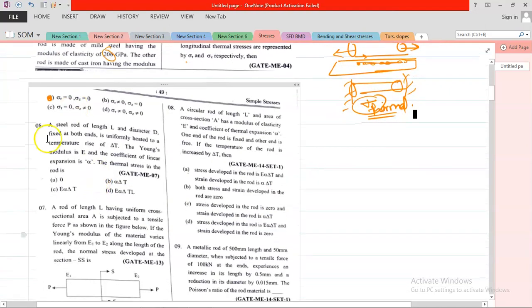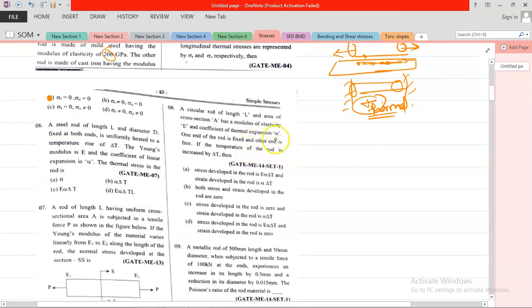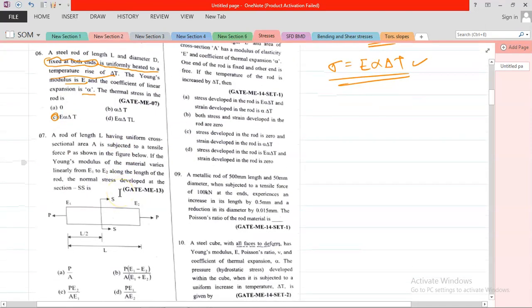Now the next question is: a steel bar of length L and diameter D is fixed at both ends. It is uniformly heated to a temperature rise of delta T. The Young modulus is given as E and the coefficient of thermal expansion is alpha. You can see that it is fixed at both ends, so you can directly apply the equation stress equals E alpha delta T. This is your thermal stress concept. Option C is correct.